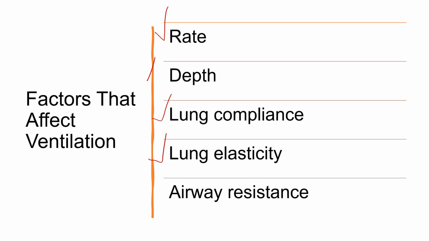Then we have airway resistance. Airway resistance refers to the air that passes through our airways, so our trachea, our bronchioles. The larger the diameter of the airway, the better the air moves through it. So if you have constricted bronchioles, then you are going to have increased airway resistance.